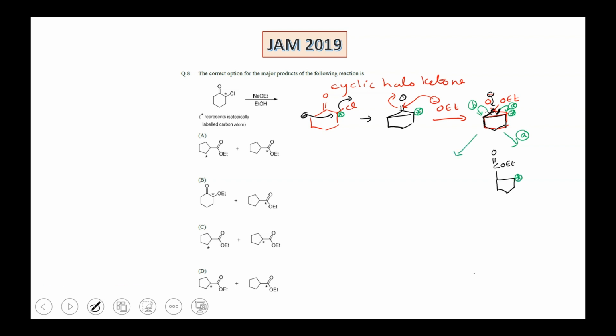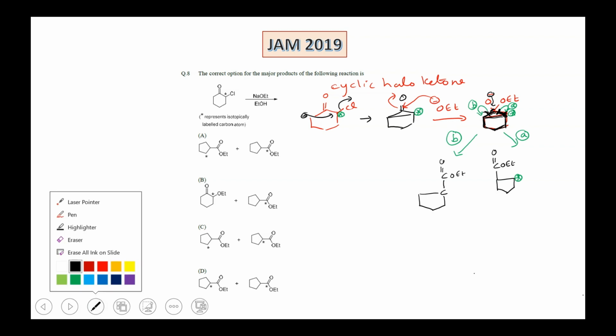Now I go with the B scheme. So when I go with the B scheme, I can see I have this particular cleavage. So this is the cleavage. So this carbon is attached to this particular carbon. So I'll be having COOEt attached to this carbon, and this is the ring. So I'll be having carbon. Then again label it.